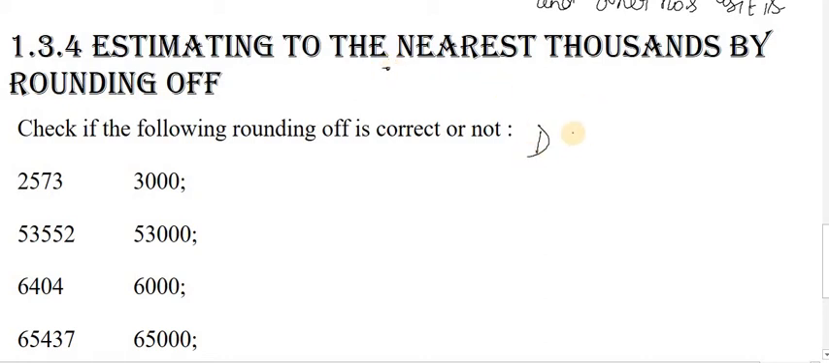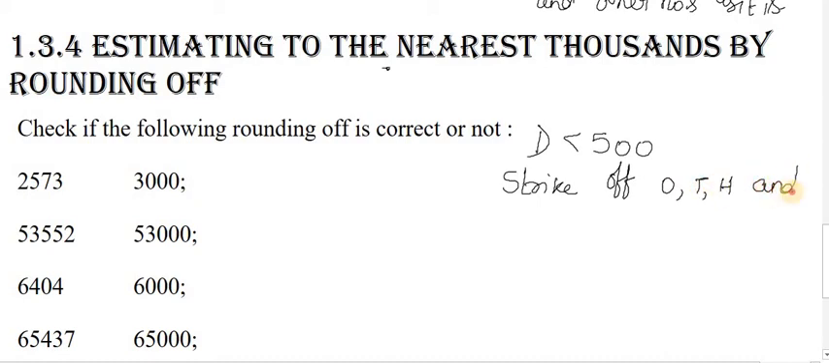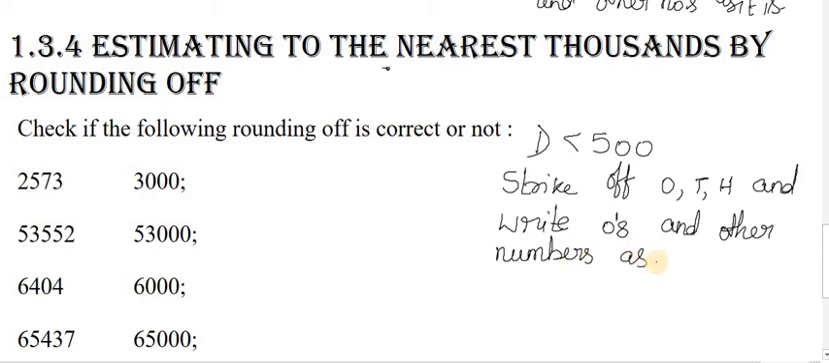What is the first case we will select? If it is less than 500. So how many places should you strike off? Ones, tens, hundreds. Strike off ones, tens, hundreds and write zeros, and the other numbers as they are.